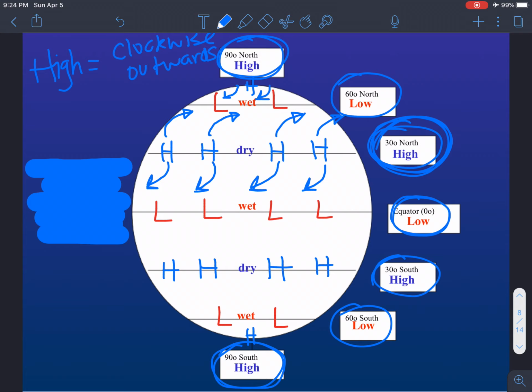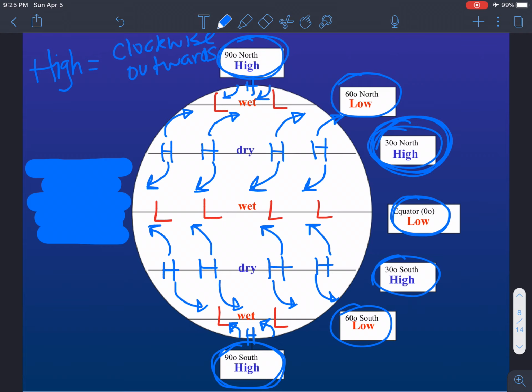Now in the southern hemisphere, you'll notice it's a little bit different. In the southern hemisphere, it's actually opposite what we're used to in the northern hemisphere. So the high pressures are going to rotate counterclockwise, but they still do go outwards. All right, and then lastly, the South Pole.